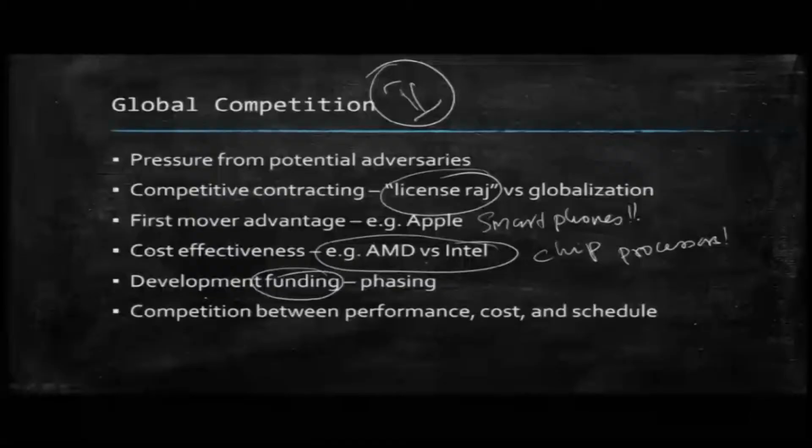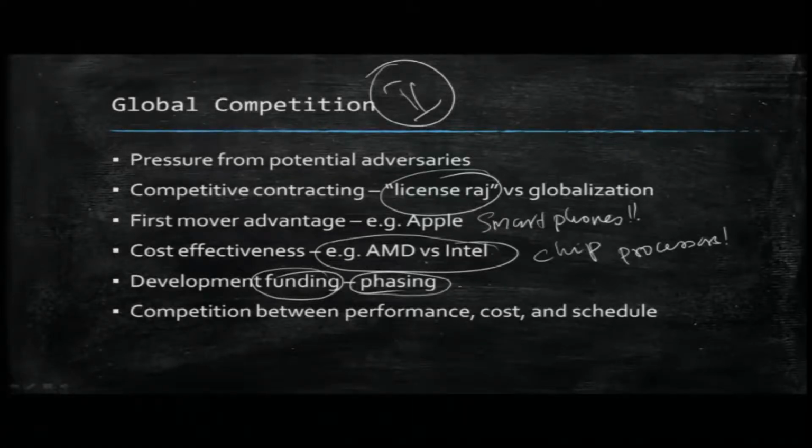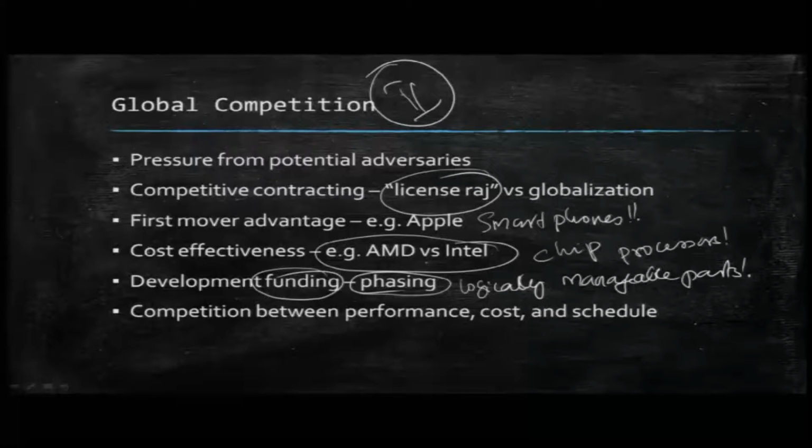Another aspect is that when systems became more complex and more things were added to the system, the financial requirements also started going up significantly. So a project which could earlier be done in one go has to be done in phases now. So phasing, or making it into logically manageable parts, is another aspect of systems engineering.